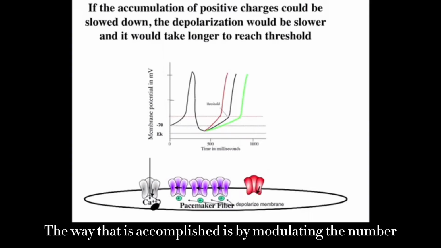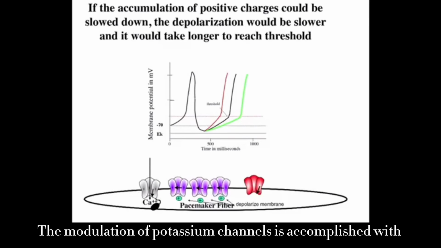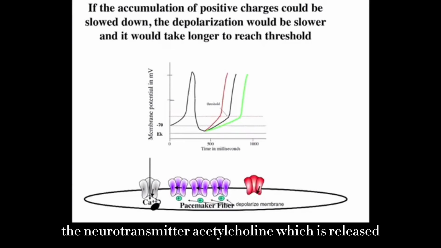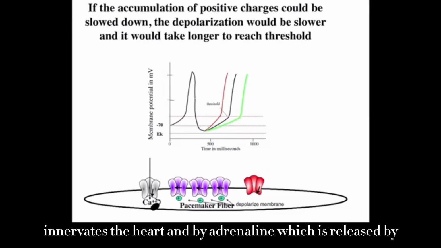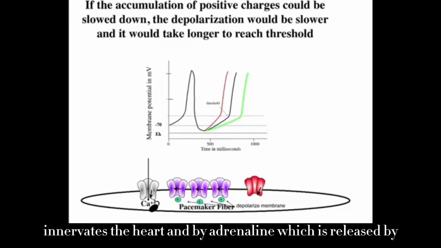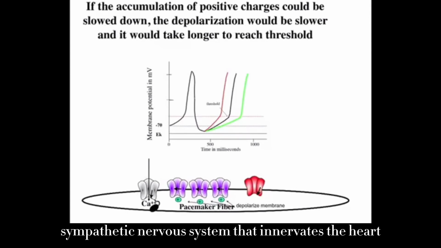The way that is accomplished is by modulating the number of open potassium channels, by either keeping some open or keeping some closed. The modulation of potassium channels is accomplished with the neurotransmitters acetylcholine, which is released by the fibers of the parasympathetic nervous system that innervates the heart, and adrenaline, which is released both by the adrenal gland and by the fibers of the sympathetic nervous system that innervates the heart.